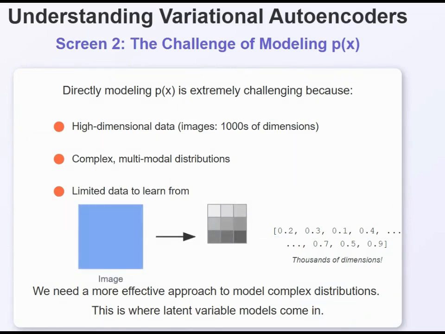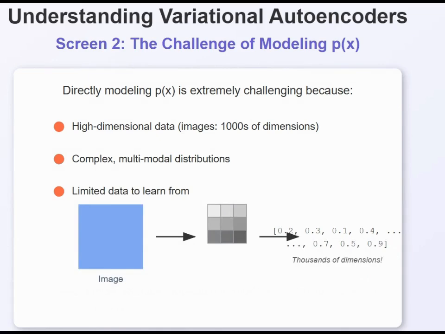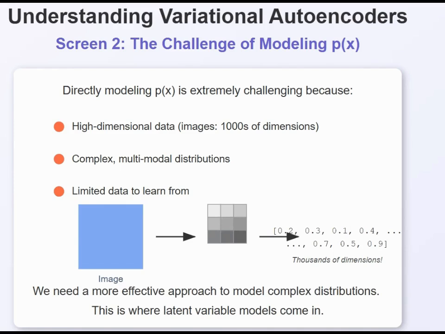Second, real data distributions are incredibly complex. They're not simple shapes like Gaussians. They have multiple modes, intricate correlations between dimensions, and sharp boundaries between valid and invalid examples. For instance, the space of valid cat images has a very complicated structure. Changing a few pixels might turn a realistic cat into something that doesn't look like a cat at all.